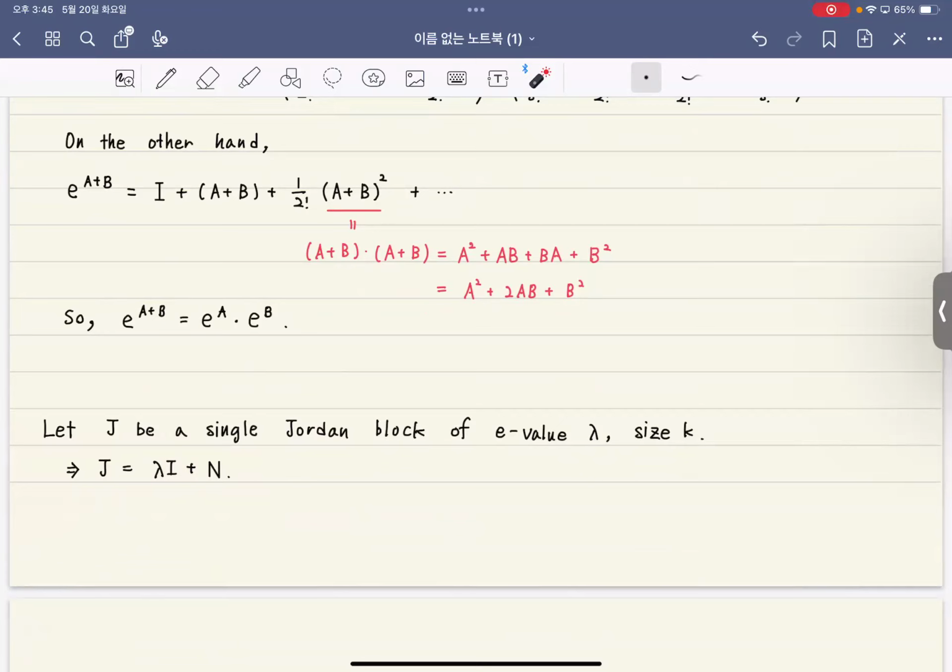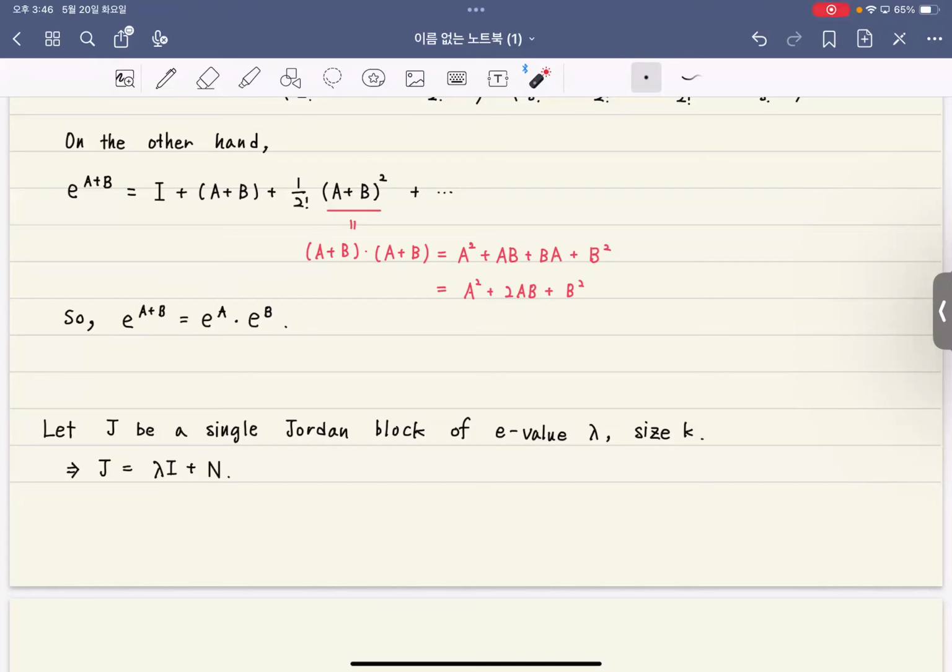Okay, so why are we doing this? Because this time we will be finding a matrix exponential of a single Jordan block. Suppose that J is just a single Jordan block, not an entire complete Jordan form, but a single Jordan block. J is a single Jordan block of eigenvalue lambda, size k.